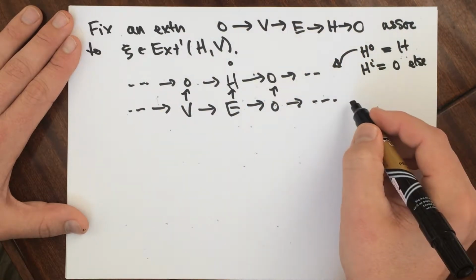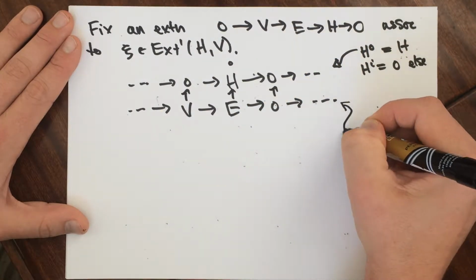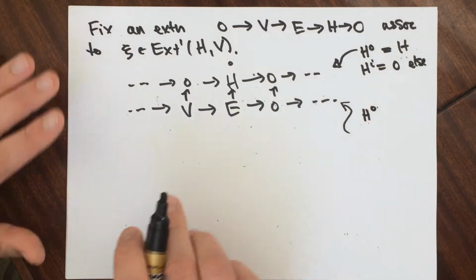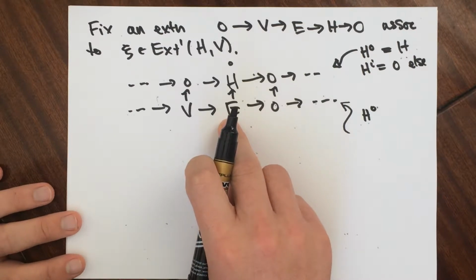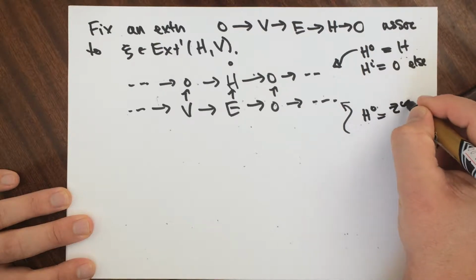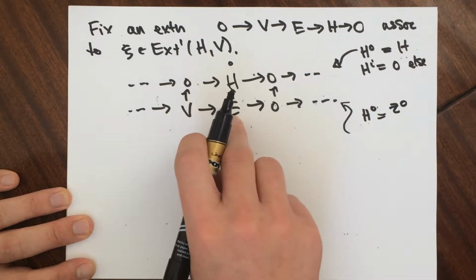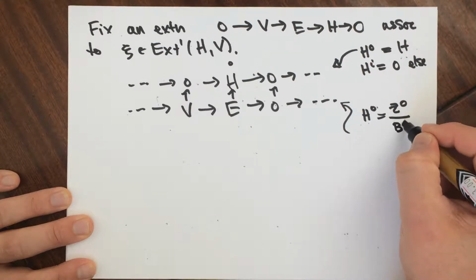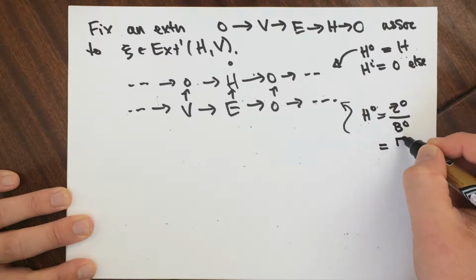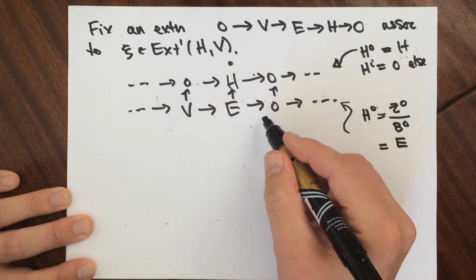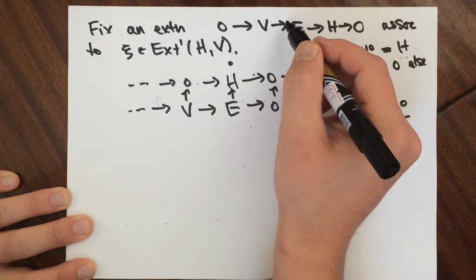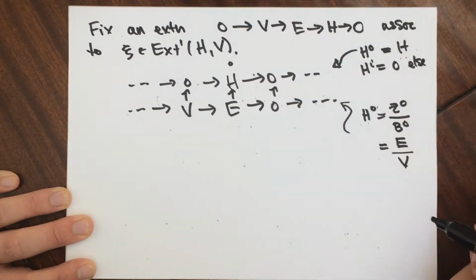Okay, but let's look at the cohomology here. So the cohomology here, we have H^0. H^0, well, this is the kernel of this map, so that's Z^0. And then we have the image of this map. That map's injective. So this top one is E, and this one here is the image of this. If we identify this as a sub-object here, then we'll just say that this is V.